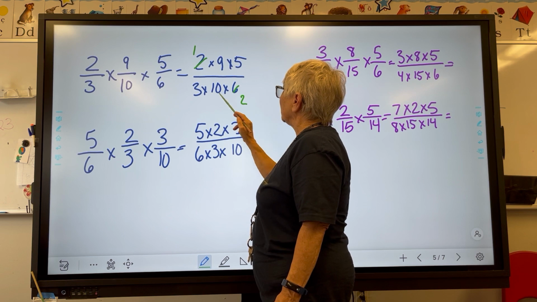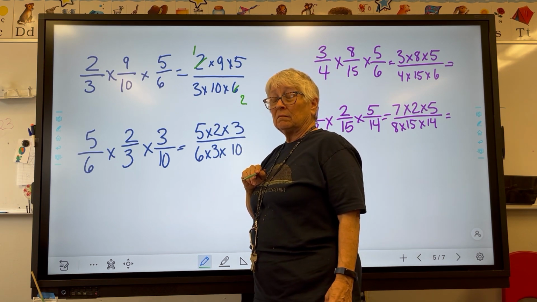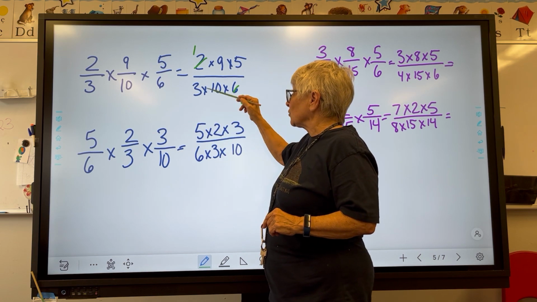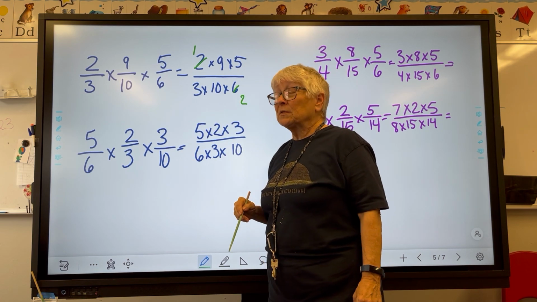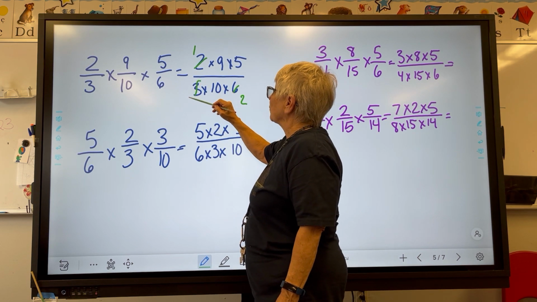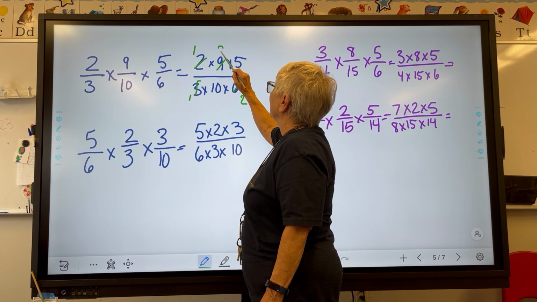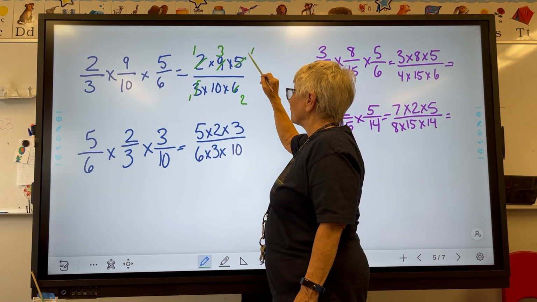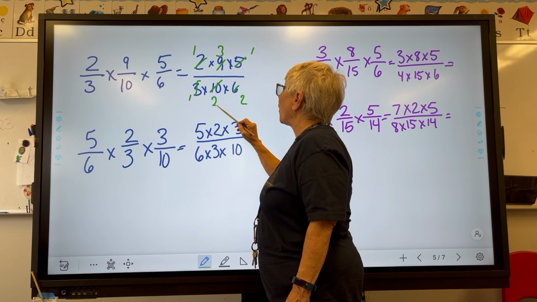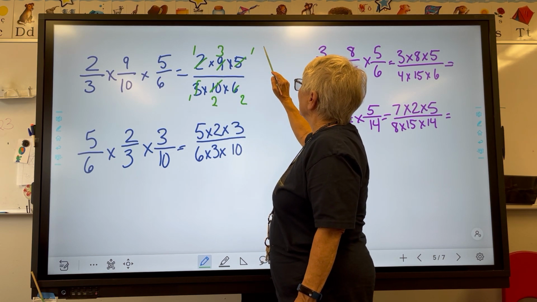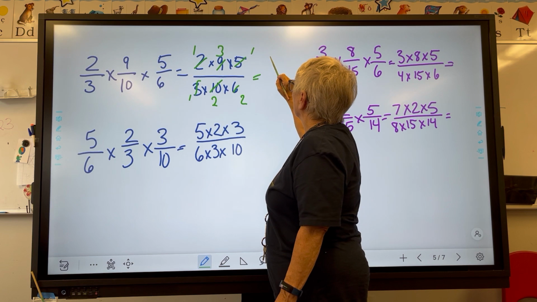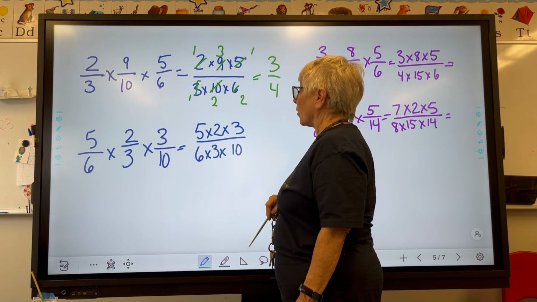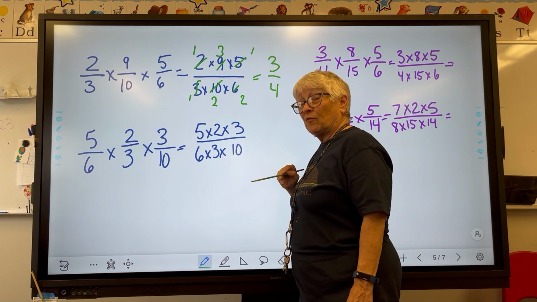Does 9 go into either 3 or 10? No, but 3 goes into 9, and remember you can cancel from bottom to top as well. So 3 goes into 3 one time, and 3 goes into 9 three times. And 5 goes into 5 once, and it goes into 10 twice. And 1 times 3 times 1 is 3, and 1 times 1 times 4 is 4. So this fraction is 3/4.